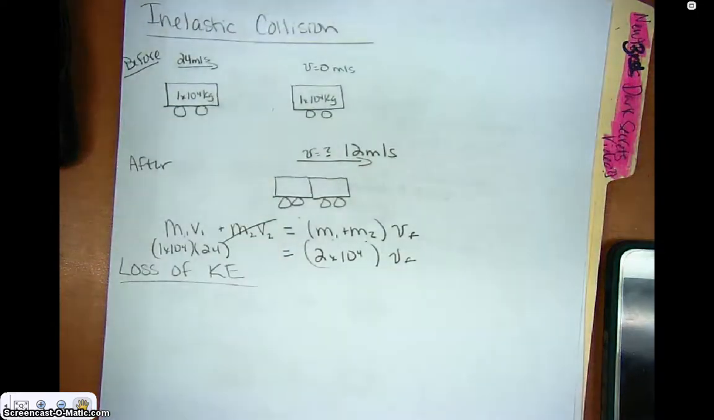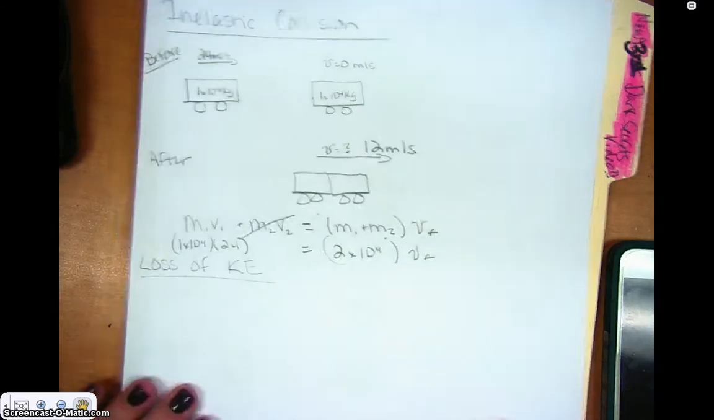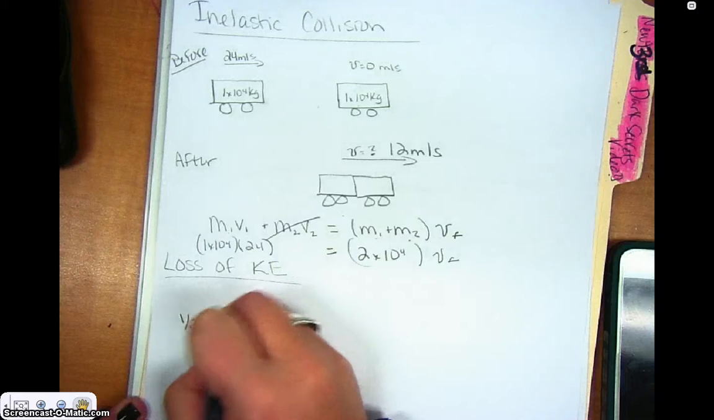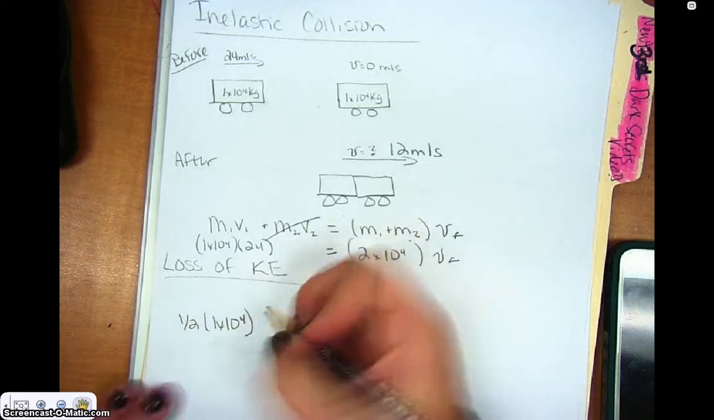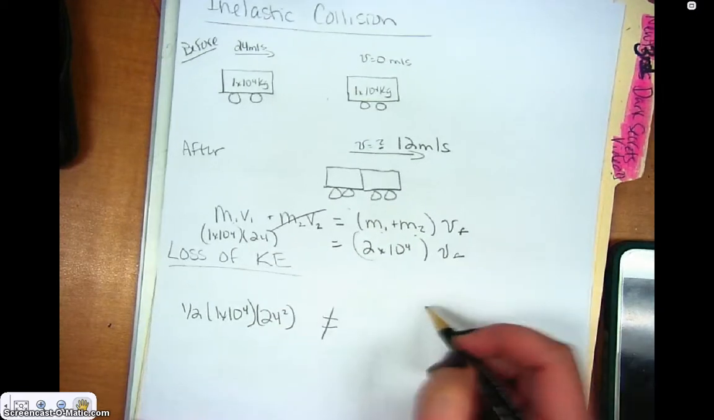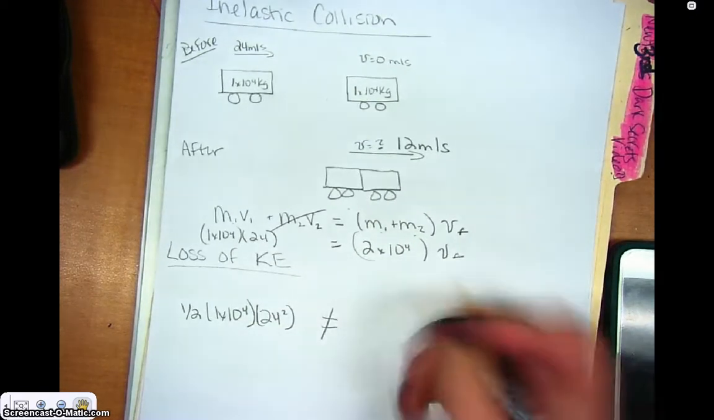Now remember I said in inelastic collisions, kinetic energy is not conserved. So quite frequently you might be asked to calculate the loss in kinetic energy. Well, that's very simple to do. All we need to do is calculate the kinetic energy at the beginning of the scenario of all the objects, and the kinetic energy after the collision for all of the objects, and then subtract the two, and that would be the difference, or the loss in kinetic energy that has gone somewhere else. So I know kinetic energy is 1/2 mv squared. So I'm going to do 1/2 of 1 times 10 to the 4th, then 24 squared. I'm going to say that isn't equal to what this is at the end, but we're going to get this value and then compare them.